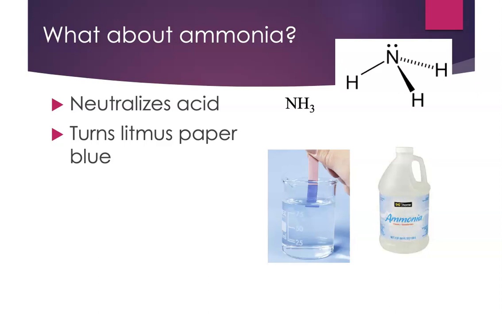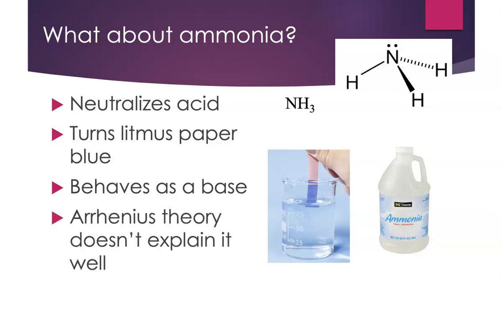And Arrhenius did try very hard to come up with a way to include ammonia in his definition, but it didn't really quite work. But it clearly behaves as a base. It is a base. So how do we explain it? Well, Arrhenius theory really doesn't. And it wasn't until another acid-base theory was proposed a number of years later that we were really able to explain this behavior of ammonia as a base.